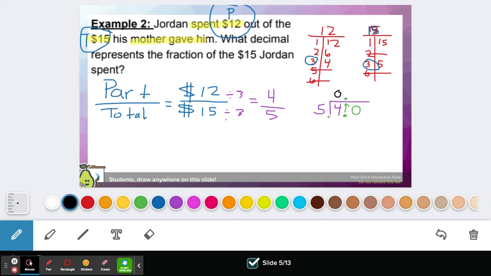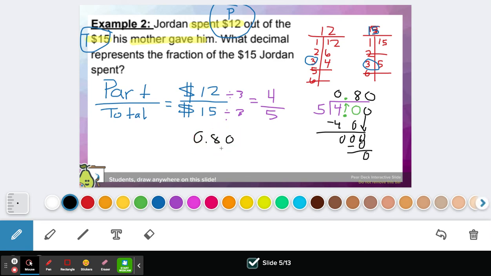Now I need to figure out how many times 5 can go into 40, right? And that is 8. 8 times 5 gives me 40. I subtract, I get 0. 0 minus 0 is 0. 4 minus 4 is 0. I can also add another 0 if I wanted to continue it. How many times can 5 go into 0? 0 times, right? So 5 times 0 is 0. I subtract and I get 0. So then my decimal is going to be 0.80.